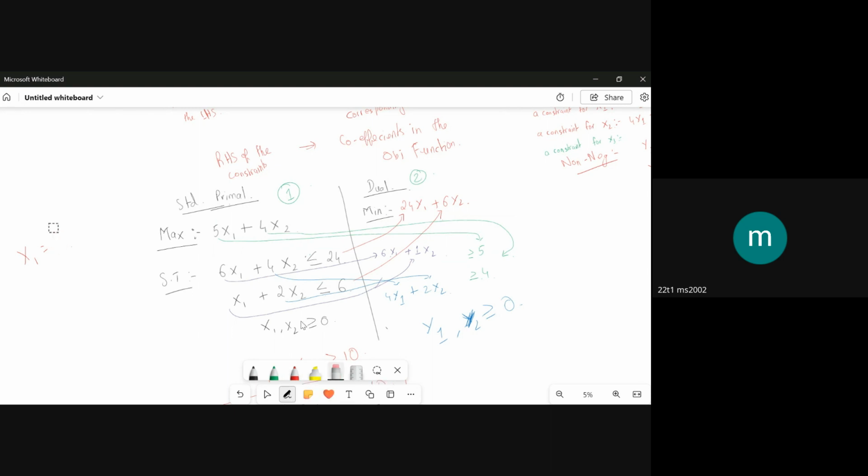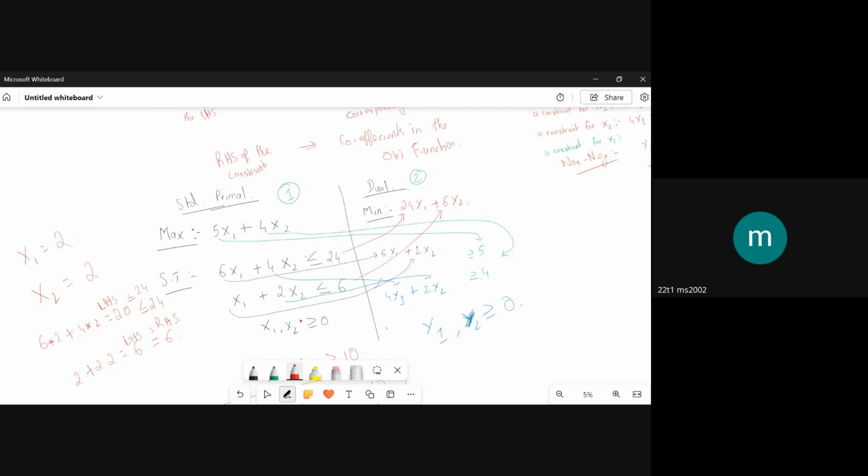Let's say our optimal solution was this guy. X2 is 2 and X1 is also 2. So when you substitute this, what is happening? 6 into 2 plus 4 into 2. What is the value? 8 plus 12, 20. This is less than or equal to 24. LHS is less than or equal to 24. When you substitute here, 2 plus 2 into 2, which is 4 plus 2, 6. 6 is equal to 6. LHS is equal to RHS.